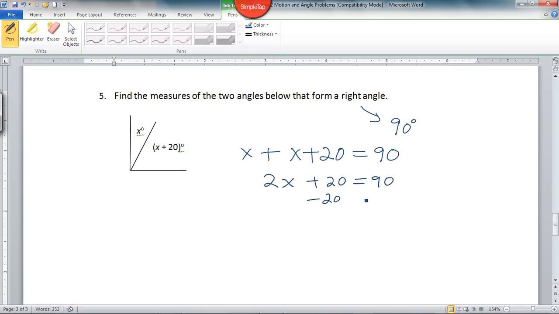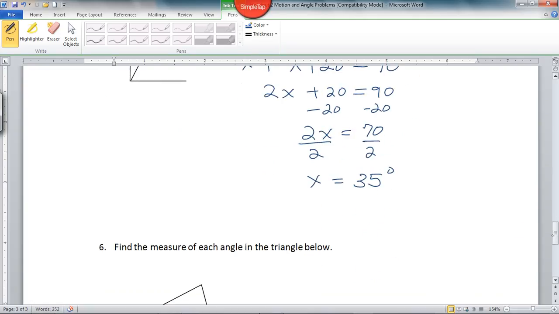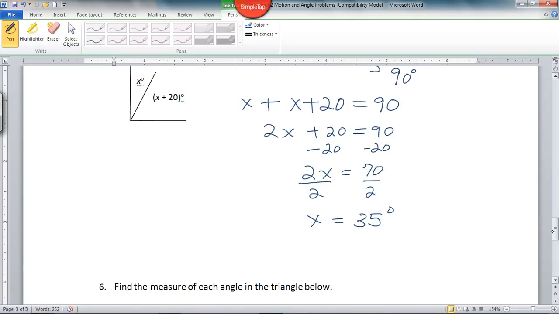Subtract the 20. So we have 2x is 70. Divide by 2. And we do have x is 35, which is the measure of the top angle, 35 degrees. Bottom angle, well, that would be x plus 20. So I just take that value for x, plug in 35 for x, and get 55. So we've got a 35 and a 55 degree angle in that case.